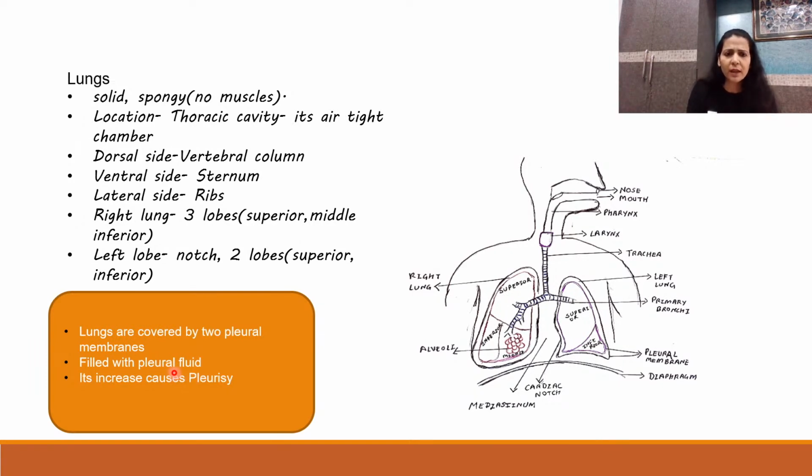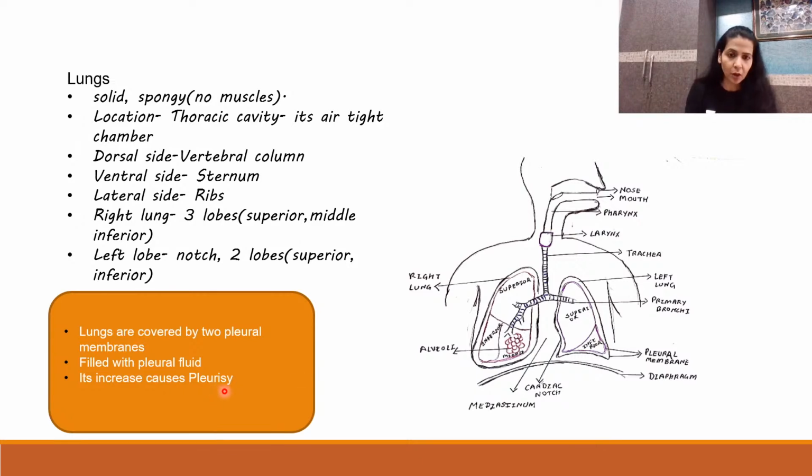All right. It prevents the friction between the two. It prevents the two from sticking to each other and acts as a shock absorber. All right. Now, sometimes this liquid, pleural fluid, increases due to certain conditions and creates pressure on the lungs. This condition is known as pleurisy. If there is too much fluid in the pleura, the condition is known as pleurisy.